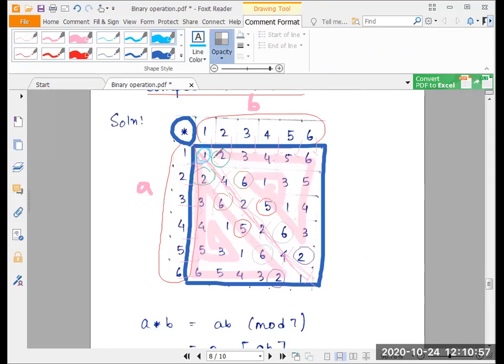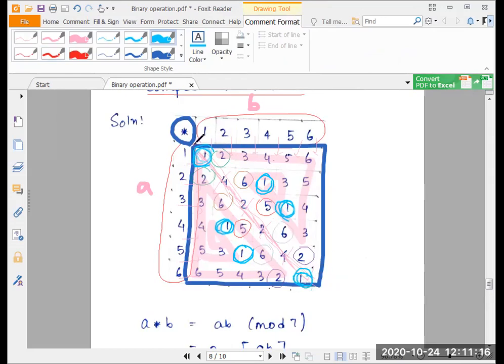Opacity. Yeah. So I have 1 over here. I have 1 over here. That's for the second column. For the third column, I have 1 over here. For the fourth column, I have 1 over here. For the fifth column, I have 1 over here. And for the sixth column, 1 right over there. So I have 6 ones over here.